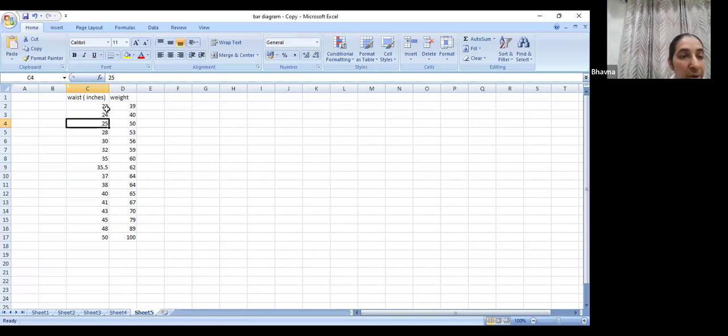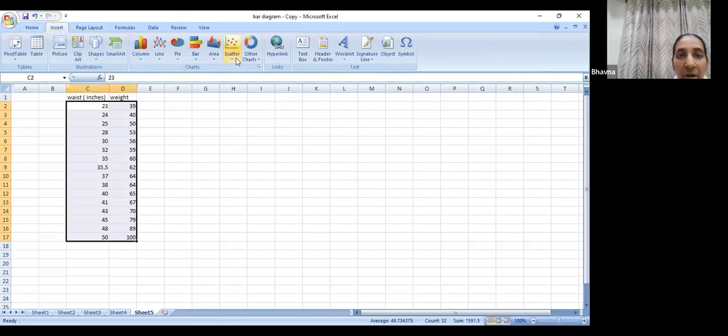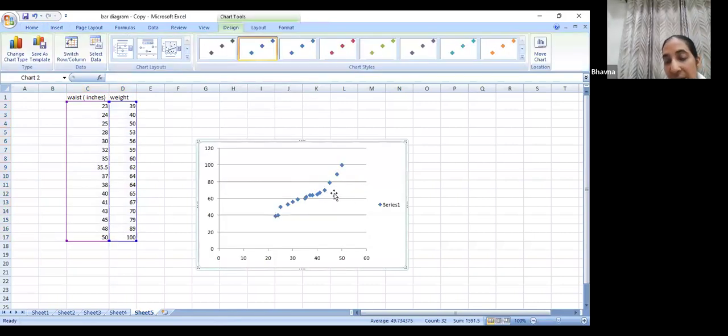Now, how do we draw a scatter plot here? We will select this data. You always need to select data whenever you have to draw a diagram. You again go to Insert, okay? Go to Scatter. This is a scatter plot, okay? Normal scatter. See, what you can see here is that as the waist in inches is increasing, the weight in kgs or pounds, however you have put it or whatever data you have taken, is also increasing.